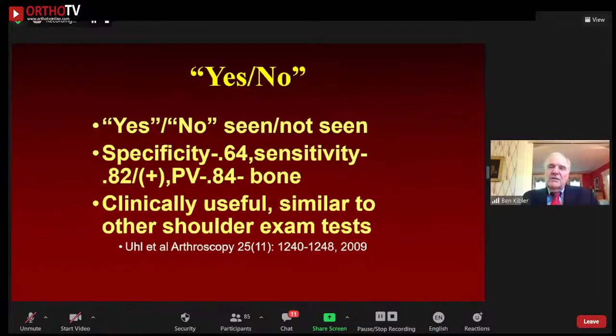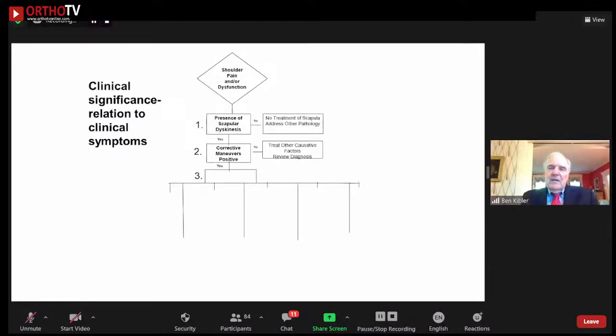Turns out that this is pretty good as a test. Its sensitivity is 0.82, and its positive predictive value is 0.84 when compared to bone pin studies. So therefore, it's a useful test. If you see the scapula prominent, then it does exist mechanically. Then you do these corrective maneuvers that I've shown you.